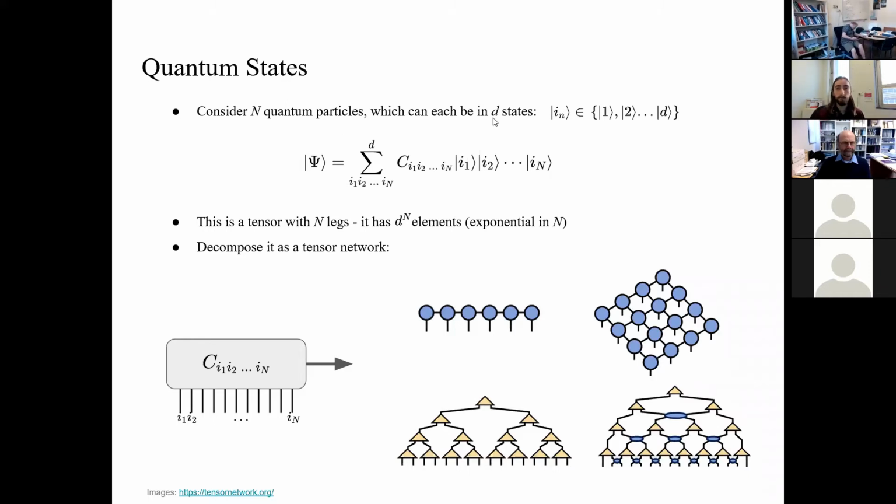So the quantum state of n particles can be written in this way. Hi, Karen.